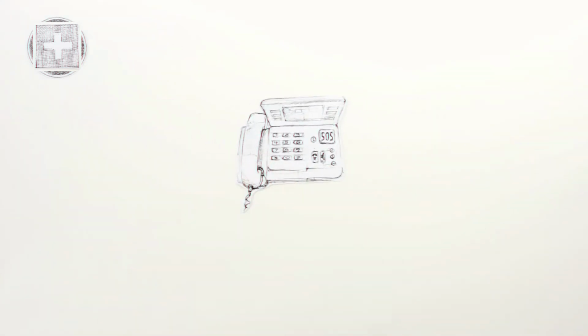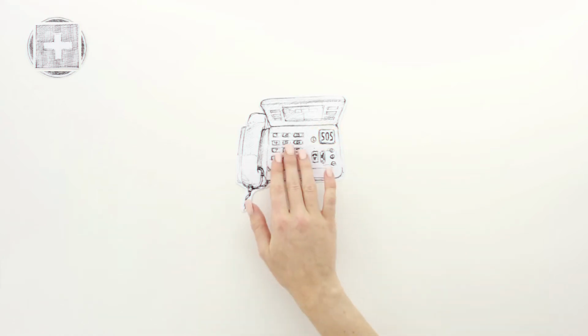You can also press the SOS button on the telephones located in the lecture halls, seminar rooms, offices and clubs in order to alert the first aiders. Explain what's happened to the external emergency and service control centre staff member who answers the phone.